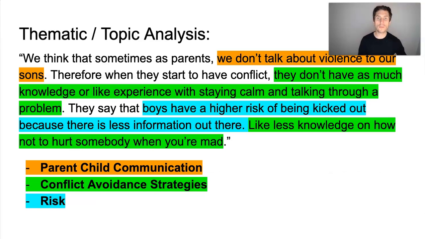But whether we're arriving at these inductively or deductively, we still have a transcript that looks relatively similar, right? We have examples of the parent-child communication, the conflict avoidance, and the risk.